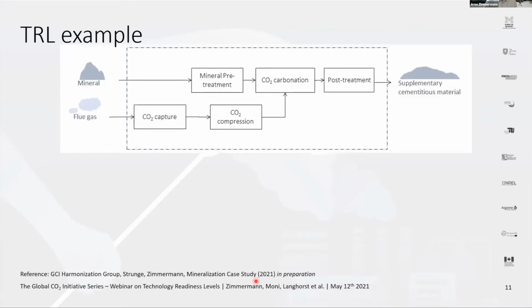Now, I'd like to give you an example here in mineral carbonation. Remember the one from the beginning. So we have already started here to have the overall system broken down into individual elements. So here we have 5 elements.